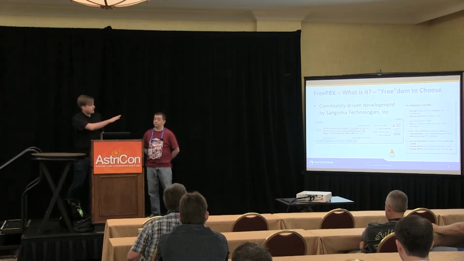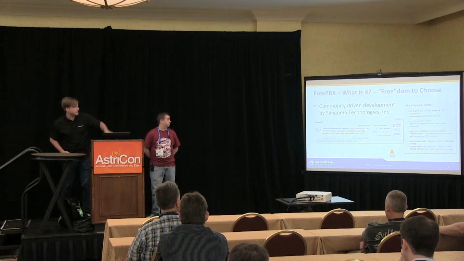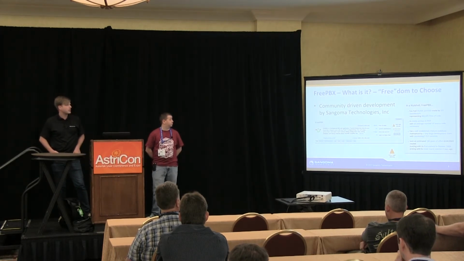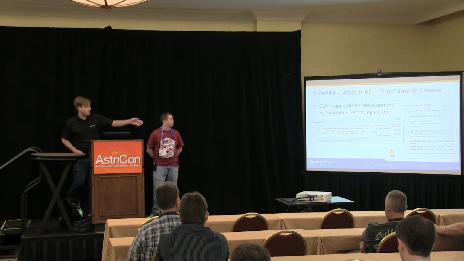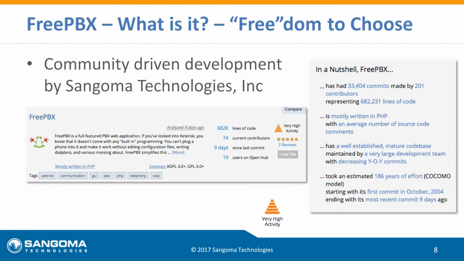This is our quick stats from a website called OpenHub. If you guys have never used it, you should check it out. It basically has stats for all open source projects. I just took that from there, so you can see some quick stats about FreePBX, how many commits there are. It gives you 186 years of effort, which means if you had one person working on this project, it would have taken them 186 years to write it. So that's how much effort is actually in this project. 682,000 lines of code, 74 current contributors. I believe that's in the last about 6 months to a year is what that counts.